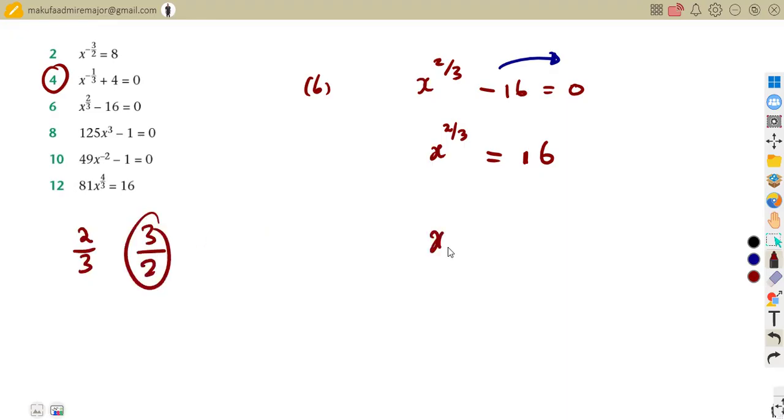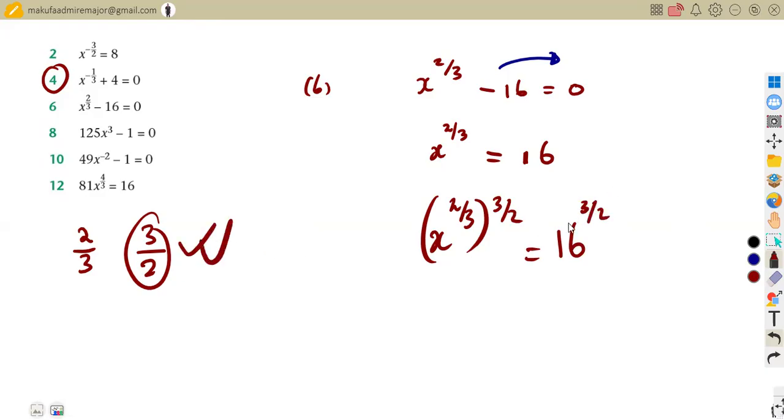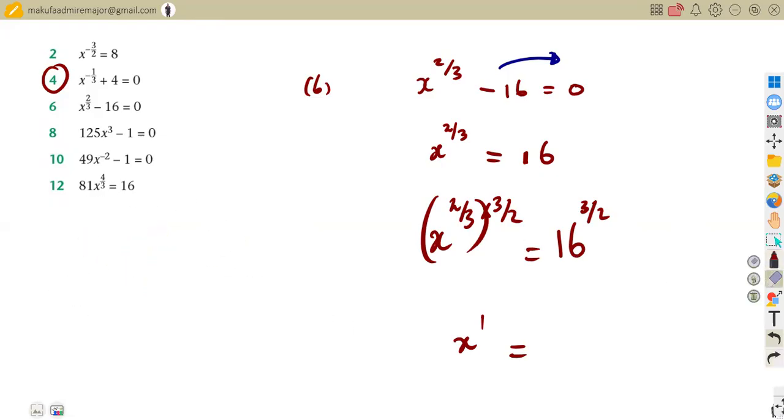So everything is going to be affected. X to the exponent of 2 over 3, to the exponent of 3 over 2, is equal to 16 to the exponent of 3 over 2, which is the inverse. The inverse is the one that is being affected, so it affects both sides of the equation. Where here, if you multiply, you're going to get a 1. And here we use our laws of exponents. To the exponent of a fraction, we are now back to our rational exponents.